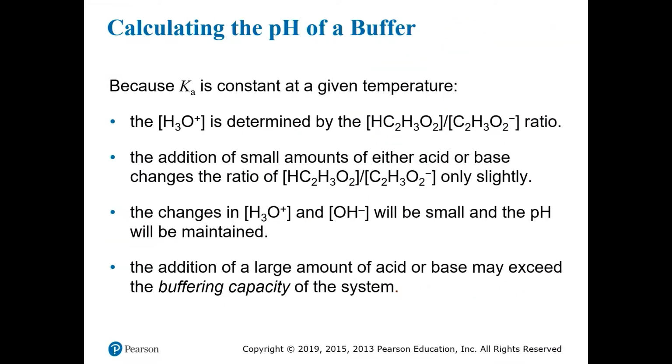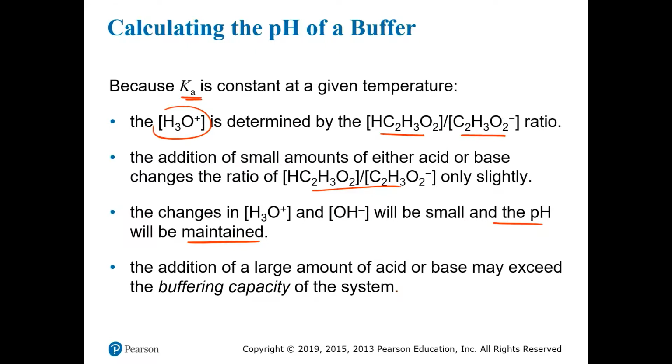Since the value of Ka for a particular acid is constant at a given temperature, the hydronium concentration is really determined by the ratio of the concentration of the acid to the concentration of the base. Of course, for a true buffer, this ratio has to be equal or close to 1, and so the hydronium concentration is really going to stay close to the value for Ka. You can add small amounts of acid or base, which will change the ratio slightly, but the hydronium concentration will still stay in a range close to Ka, and therefore maintain an approximately constant pH.